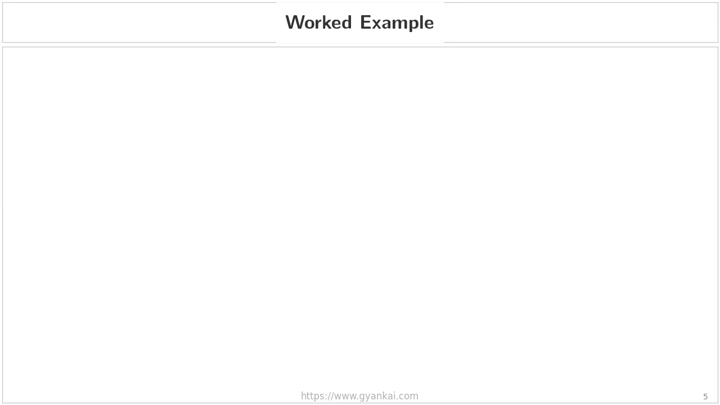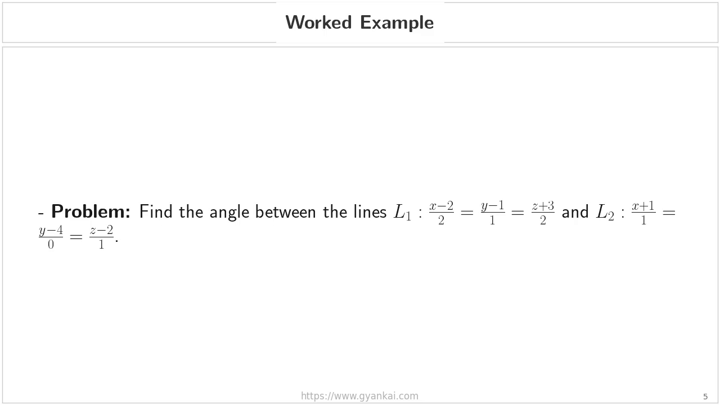Worked example. Now let's apply the theory we have just discussed to a concrete problem. Here is our task. Find the angle between the line L sub 1, which is given by the equation (x minus 2) all over 2 equals (y minus 1) all over 1 equals (z plus 3) all over 2, and the line L sub 2 given by (x plus 1) all over 1 equals (y minus 4) all over 0 equals (z minus 2) all over 1.